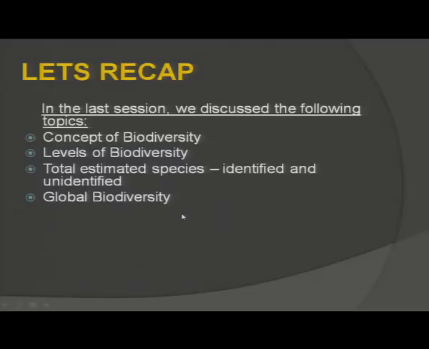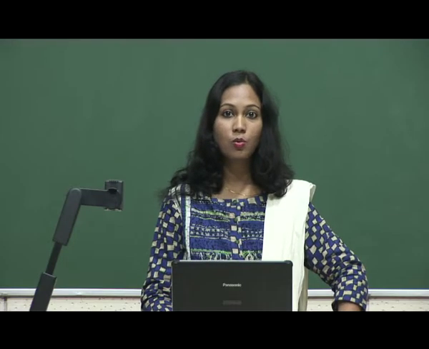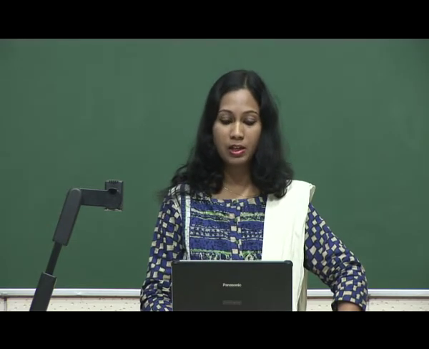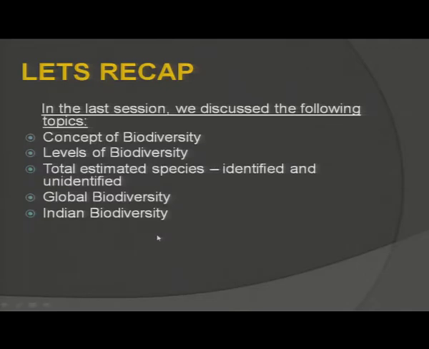Then we have also seen the trends in global biodiversity. We have seen that tropics are more biodiverse as compared to temperates, and if you followed the last session, you must know the reasons why tropics are more biodiverse than temperate. Then we have also covered the biodiversity present in our country. India is among the 17 mega diverse countries of the world because of its rich flora and fauna.